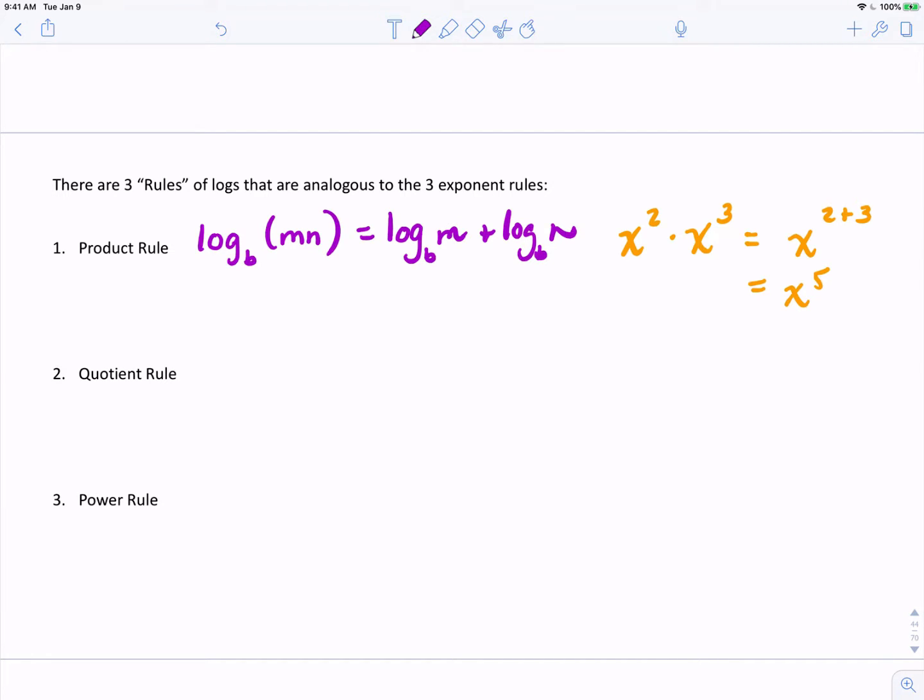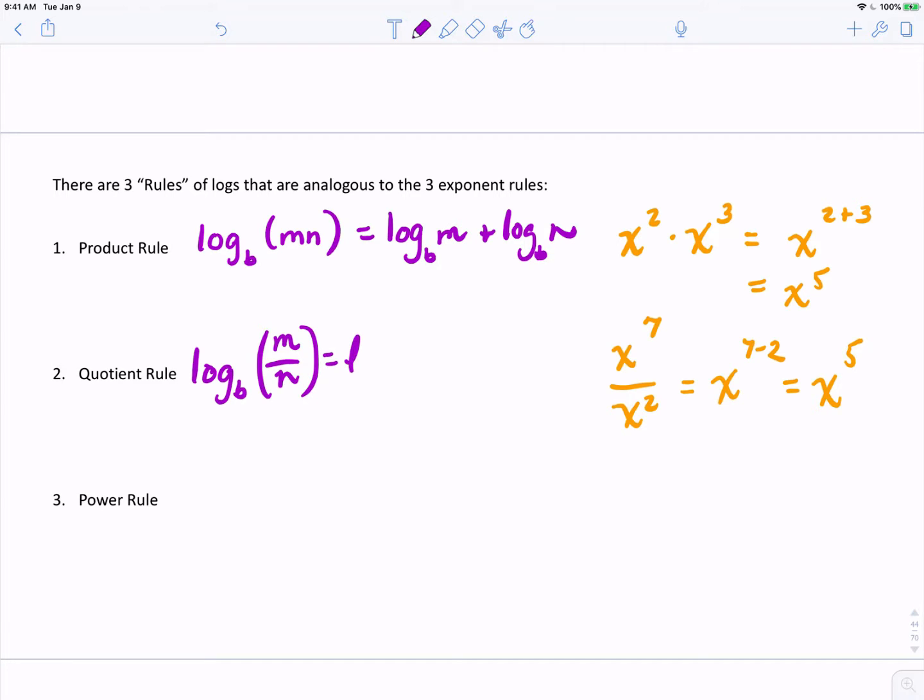Let's do the quotient rule. So remember, if you're doing the quotient of exponents, for example, x to the 7th divided by x to the 2nd, the fast way of doing that is to take 7 minus 2, or in other words, 5. So when you're dividing with exponents, you subtract. Exactly the same with logs. Log to the base b of a quotient is the same as subtracting the logs.